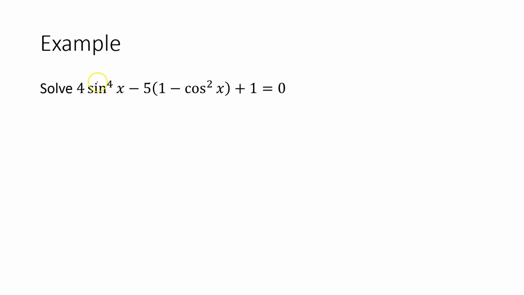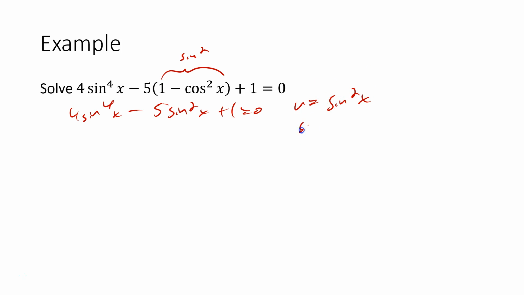Alright, so for this one, the key is that I've got sine here, but not here. But 1 minus cosine squared by Pythagorean is sine squared. So I have 4 sine to the 4th x minus 5 sine squared x plus 1 equals 0. Now, we can factor. So, u is going to be sine squared x. So then, think about this for a second.